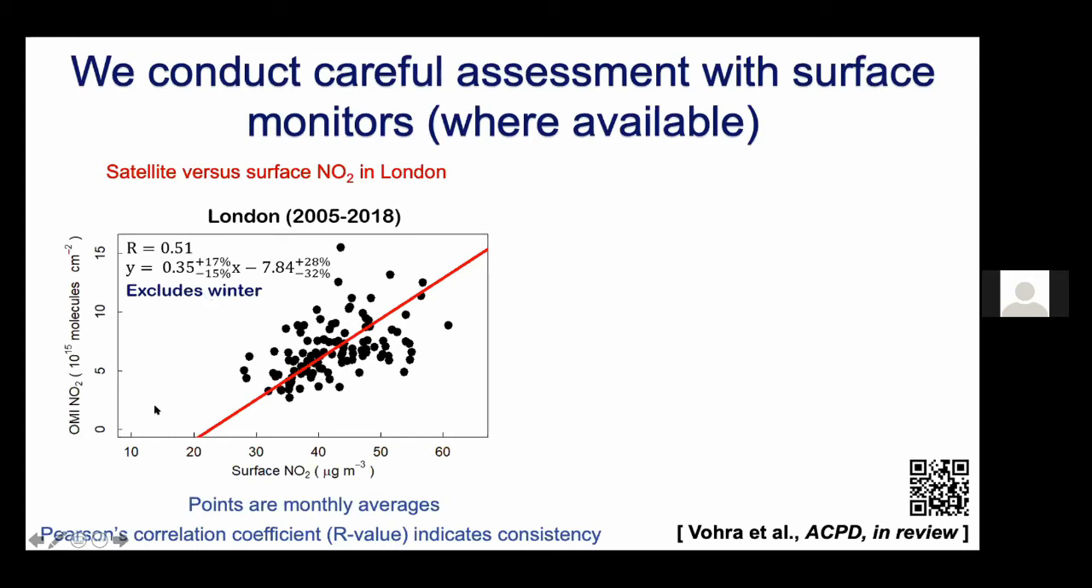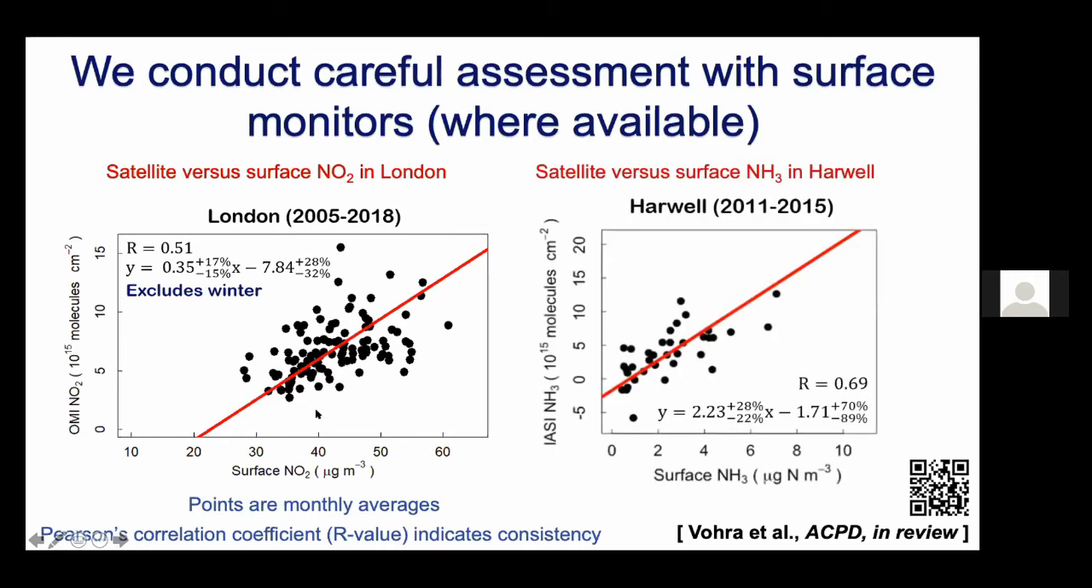But this is for nitrogen dioxide where we had a lot of observations. The story is not the same for the other pollutants. So for ammonia, I told you there were just 3 super sites which are doing continuous monitoring. So we did not get any observations for London. So instead we went 100 kilometers west of London to Harwell and got the surface ammonia concentration from that one site around the satellite overpass time.